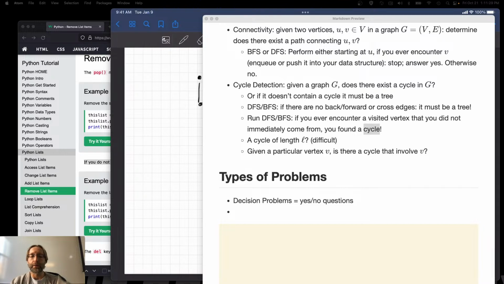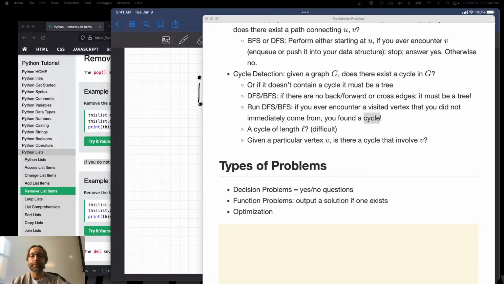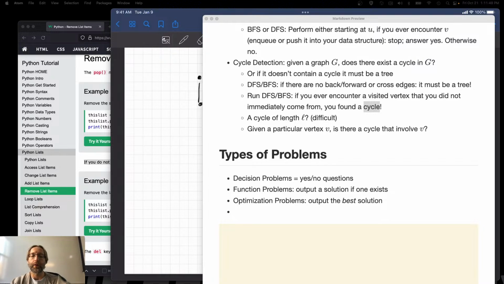You can have functional problems: output a solution if one exists. You can have optimization problems: output the best solution among all that exist. You can have counting problems: how many valid solutions exist?